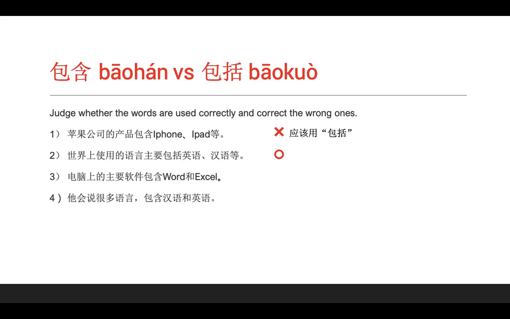The third one, 电脑上的主要软件包含 Word 和 Excel. So the major software on the computer includes Word and Excel. Should we use 包含 or should we use 包括? Yes, here we still need to use 包括 because Word and Excel are two software applications that are still being used on a computer and which belong to 电脑上的主要软件. So we are going to use 包括.